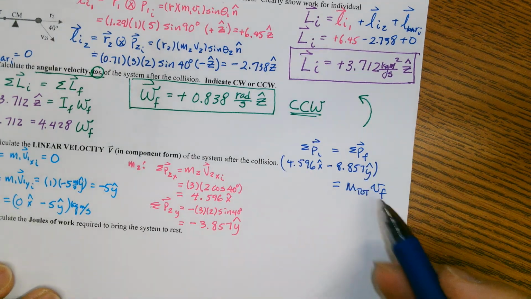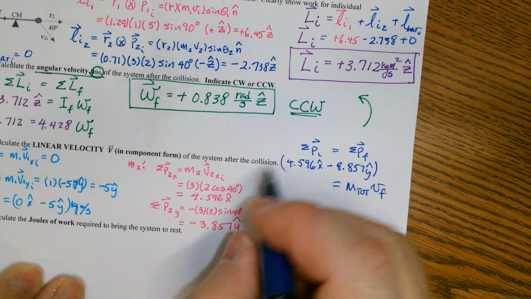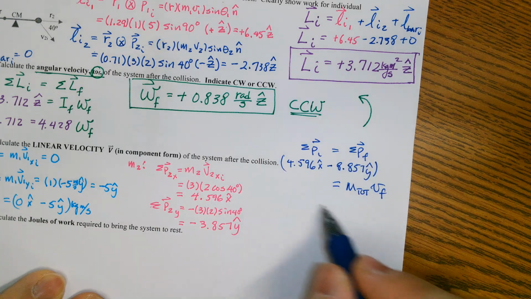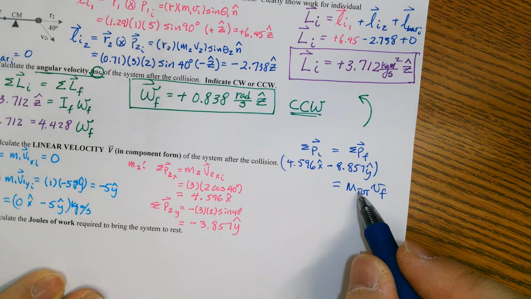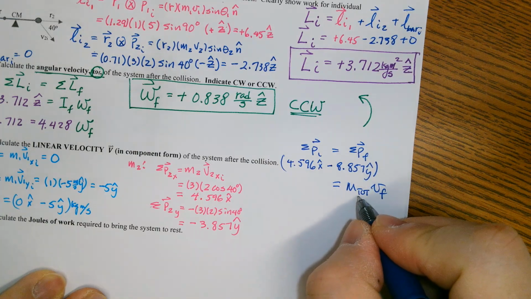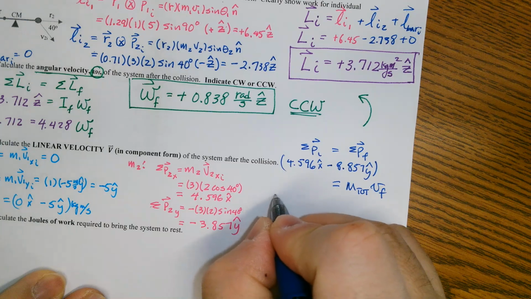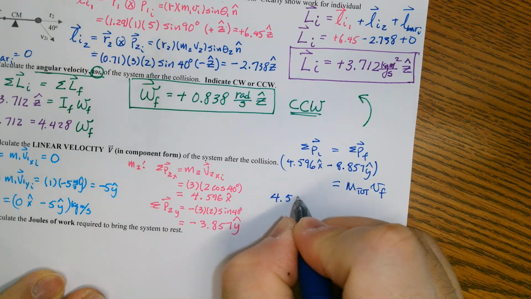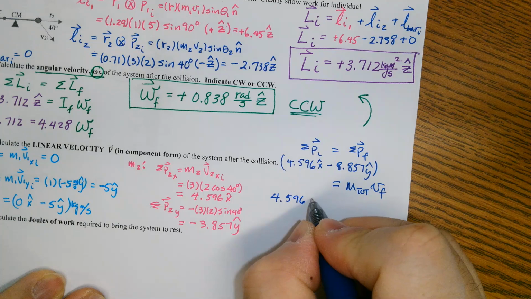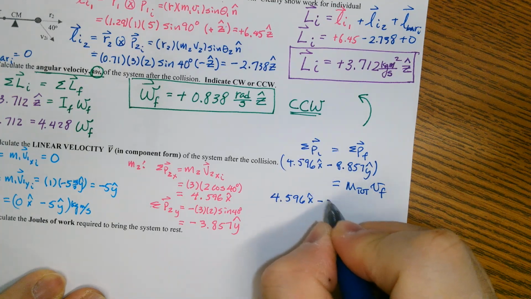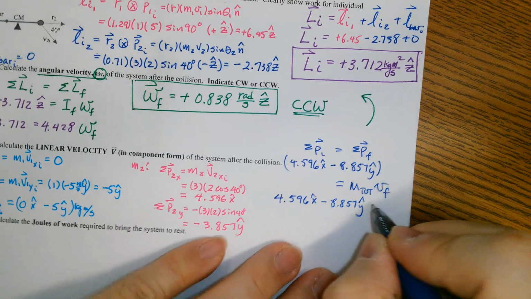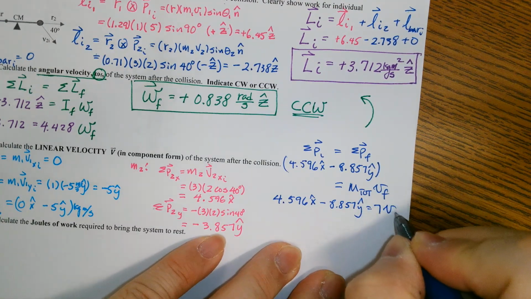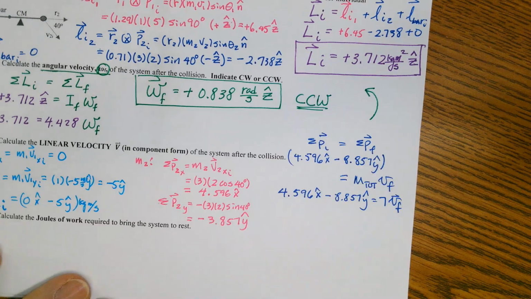Does that make sense? So if I have all this, we know what the mass total is. Mass total is basically 7. So here, 4.596 x hat minus 8.857 y hat is equal to 7 times Vf, because that's the 7 kilograms.